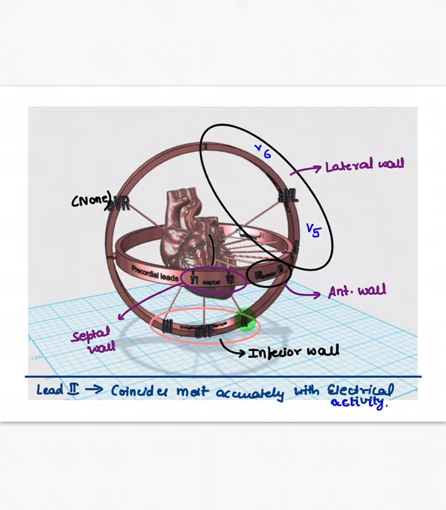And we had 3 augmented leads: AVL, AVF and AVR. This AVR has nothing on this side, so this is none. It does not indicate anything. This AVL, if you see, does it not come on the side of V5 and V6? This will also give a lateral view. And on the inferior side, leads 2 and 3 are coming on the inferior side, and also AVF comes on the inferior side. So this was about your leads.